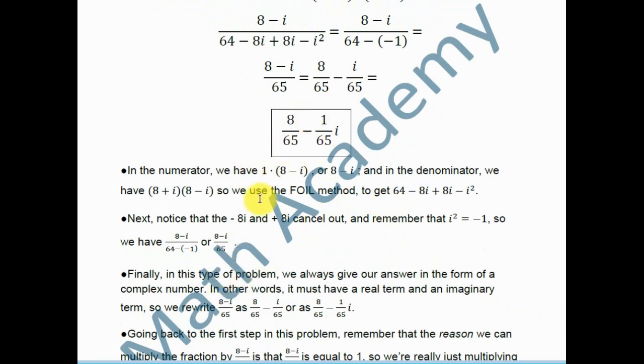Finally, in this type of problem, we always give our answer in the form of a complex number. In other words, it must have a real term and an imaginary term. So we rewrite 8 over 65 minus i over 65 as 8 over 65 minus 1 over 65i.